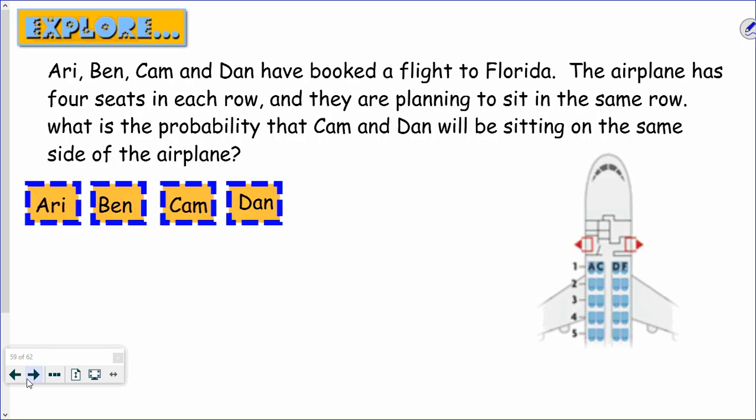So here is the first example. Ari, Ben, Cam, and Dan booked a flight to Florida. The airplane has 4 seats in a row, and they're planning to sit in the same row. What is the probability that Cam and Dan are going to be sitting together on the same side of the plane? So again, when I do probability, I put what I want on top and the grand total number of options on the bottom. So let's start with what I want. I want Cam and Dan to sit together.